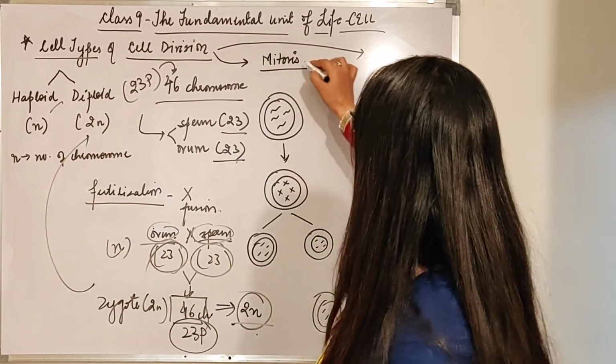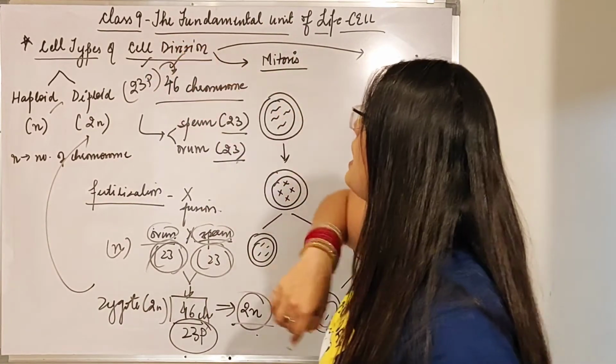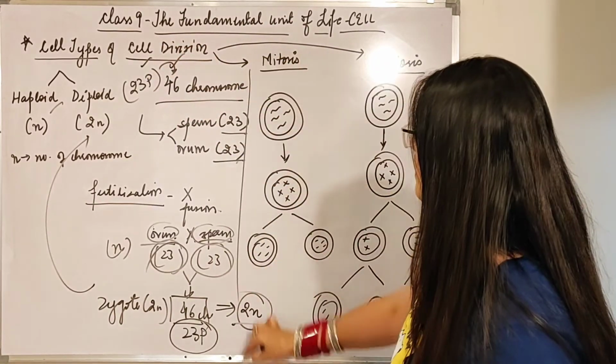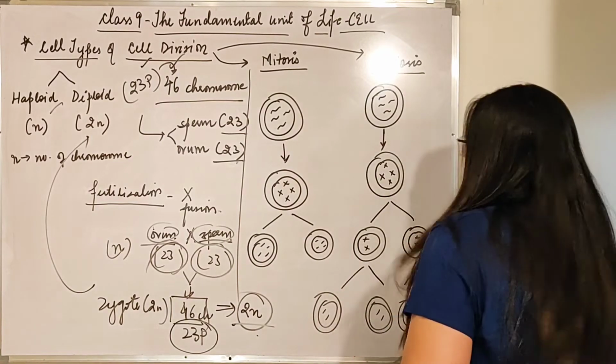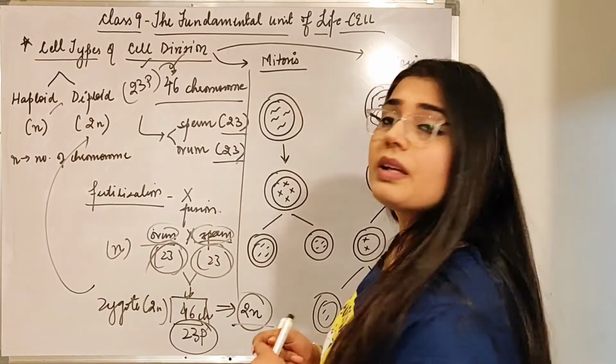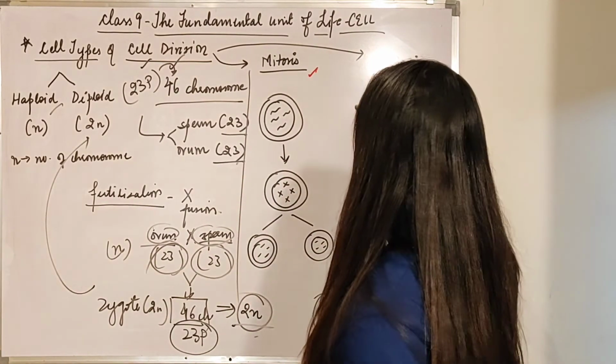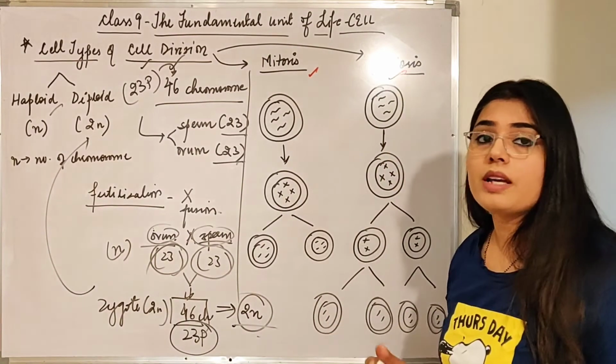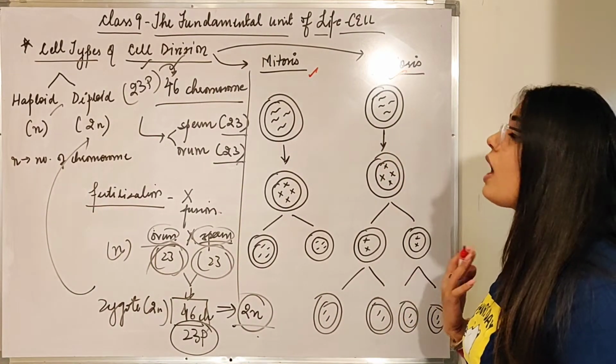Let's come to cell division. How is the cell being divided beta? Let me take another marker. There are two types of division beta, mitosis and meiosis.